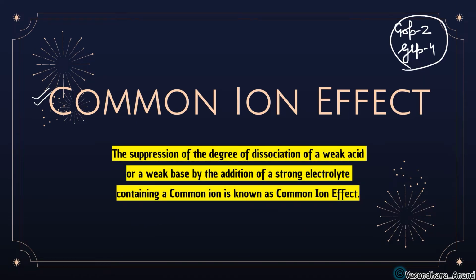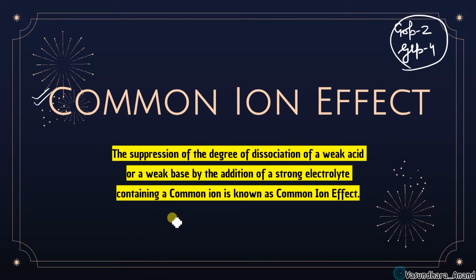The suppression of degree of dissociation of a weak acid or a weak base by the addition of a strong electrolyte containing a common ion is known as the common ion effect. Did you get this definition? Let me explain it again. The suppression of degree of dissociation means the degree of dissociation of the weak acid decreases, it gets suppressed, when we add a strong electrolyte to it which has the same common ion. Okay, let me show you an example.